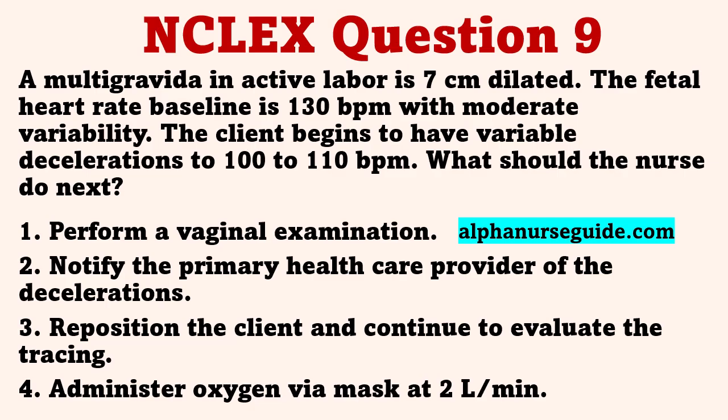A multigravida in active labor is 7 centimeters dilated. The fetal heart rate baseline is 130 beats per minute with moderate variability. The client begins to have variable decelerations to 100 to 110 beats per minute. What should the nurse do next? 1. Perform a vaginal examination. 2. Notify the primary healthcare provider of the decelerations. 3. Reposition the client and continue to evaluate the tracing. 4. Administer oxygen via mask at 2 liters per minute.